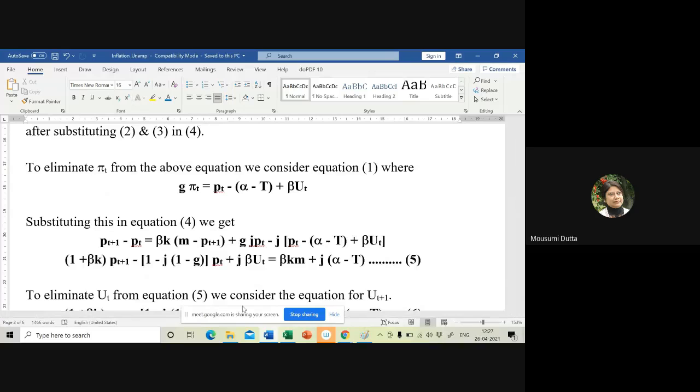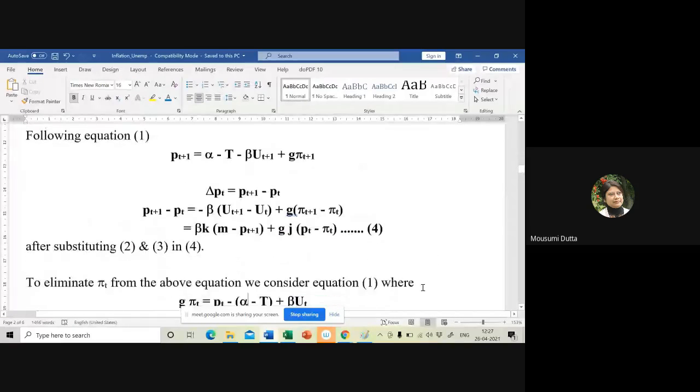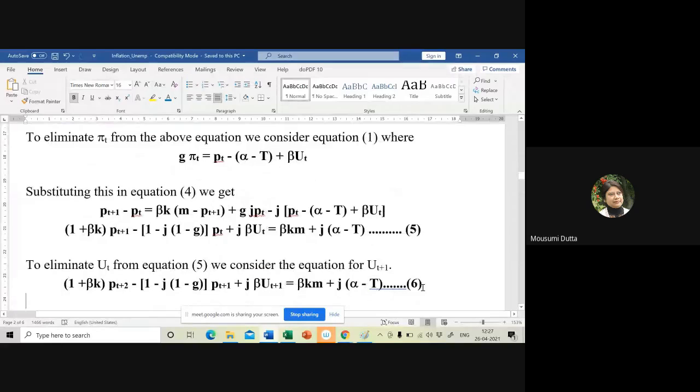So to eliminate U(t) from equation 5, we consider the equation for U(t+1). Everybody, please write down the equation first. You have to do nothing. You have to advance the time by 1 period. That's all. Right hand side will be similar. Only in the left hand side, you are having p(t+2), p(t+1), U(t+1). Okay, so I hope everybody got equation number 6.